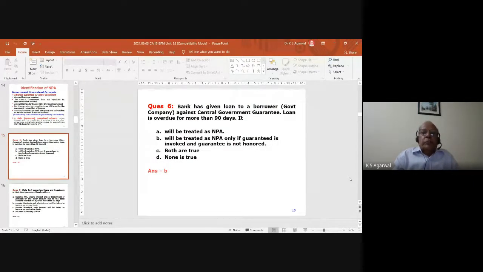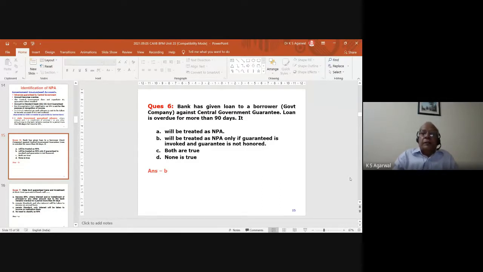So the multiple choice question can be like this. Bank has given loan to a borrower against central government guarantee. Loan is overdue for more than 90 days. So will it be treated as NPA? No, it will not be treated as NPA. It will be treated as NPA only if guarantee is invoked and guarantee is not honored. Yes, here it will be treated as NPA.